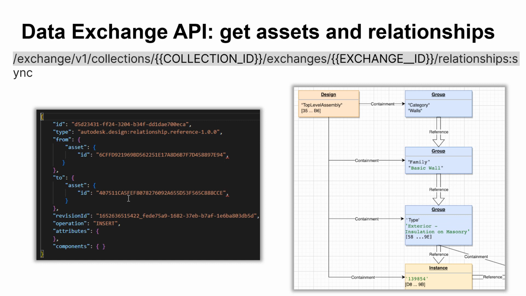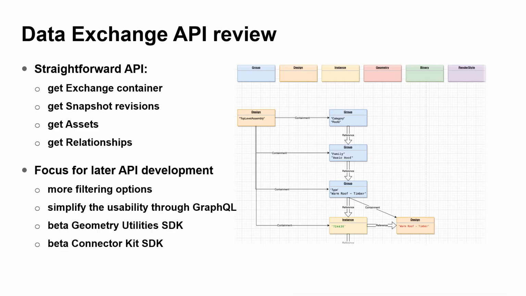Using the example of this slide, if we're interested in getting all parts belonging to the wall category, we will start with the room component. Through containment relationships, we get the group asset and follow the reference relationship starting with that node. As you can see, the data exchange REST API is quite simple to use. The most important thing to keep in mind is that the data within the data exchange is organized as a graph and represents a collection of assets linked through relationships. The graph is changing with each version, but the state of the graph for each version is recorded and can be retrieved through the use of snapshot revisions.